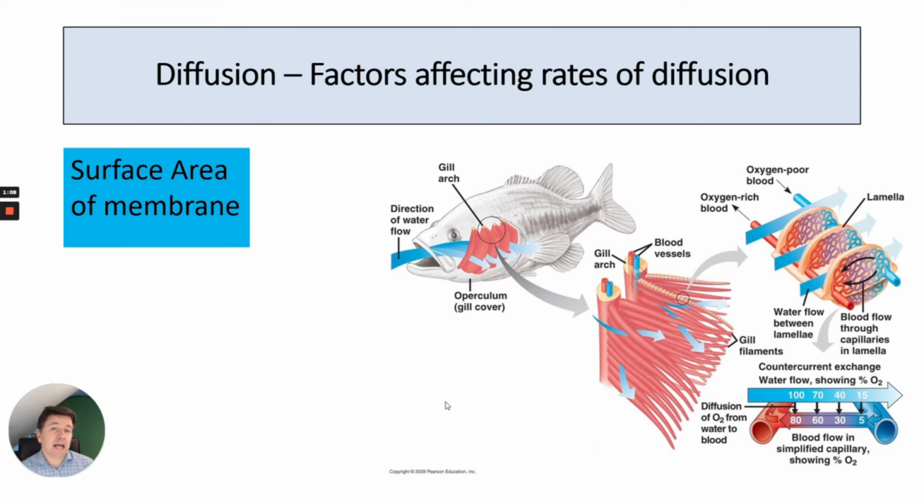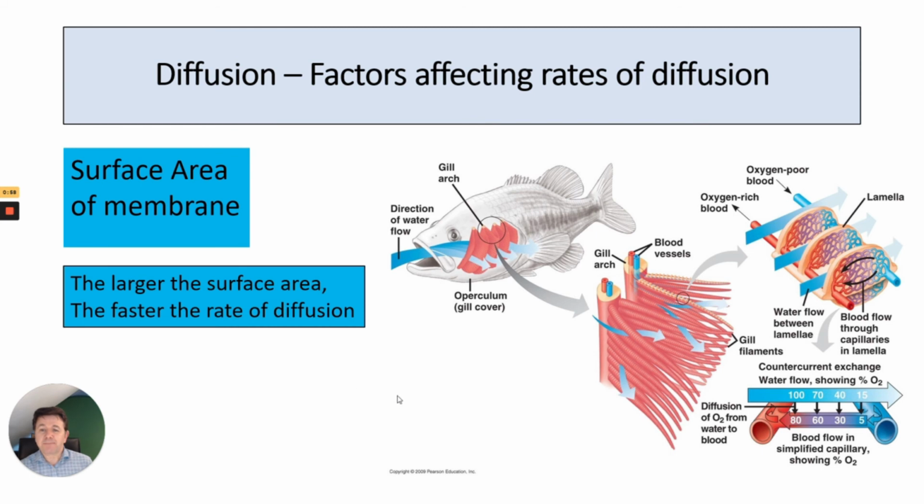Another example is our lungs. We're going to talk about our lungs in a minute. In our lungs we have millions and millions of alveoli, and those increase the surface area. So basically, the larger the surface area, the faster the rate of diffusion.